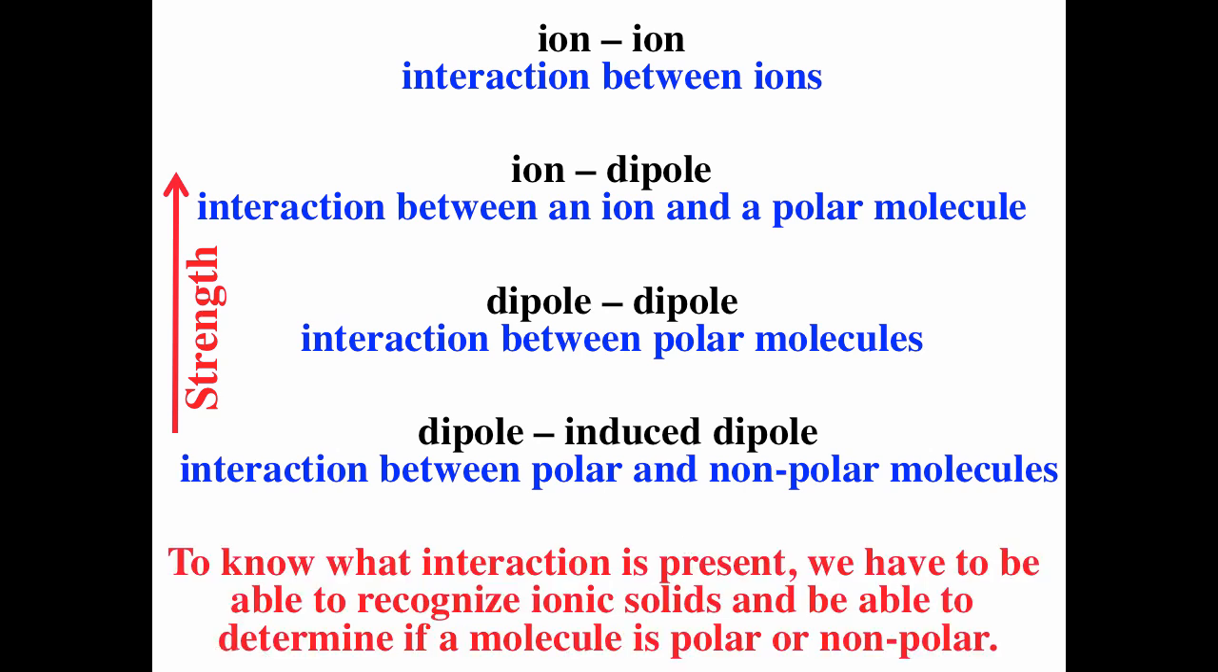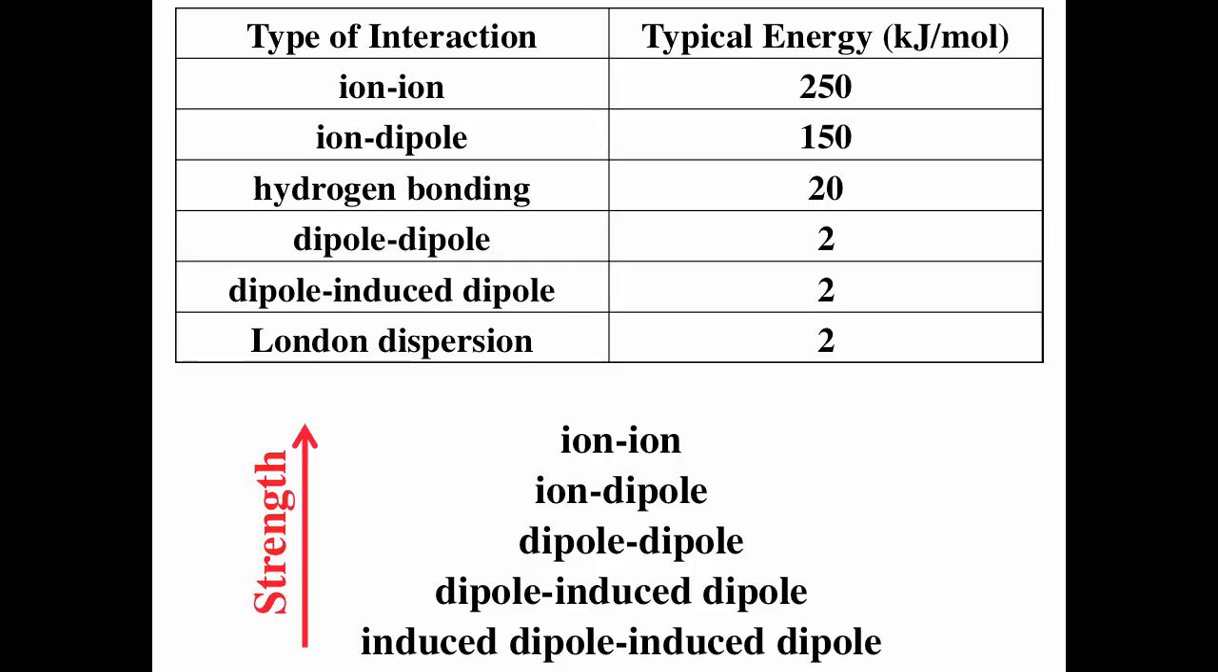And so if we can figure out the type of interaction that's present, we can typically figure out the relative strengths. And so, ion-ion is something on the order of 250 kilojoules per mole. Ion-dipole is roughly 150. Hydrogen bonding is about 20 kilojoules per mole. And the dipole-induced dipole and London dispersion is about 2.